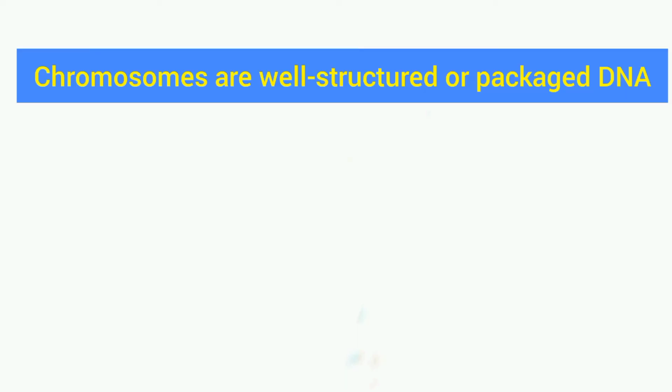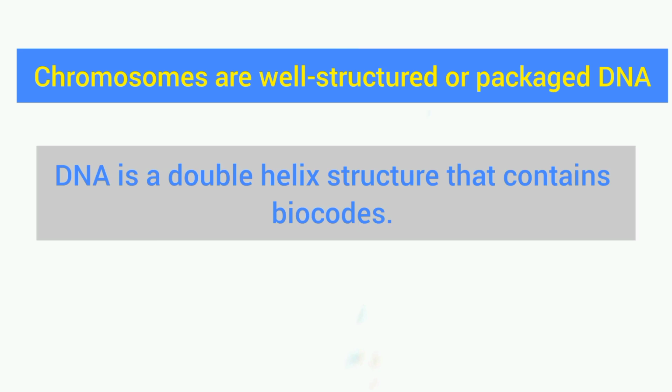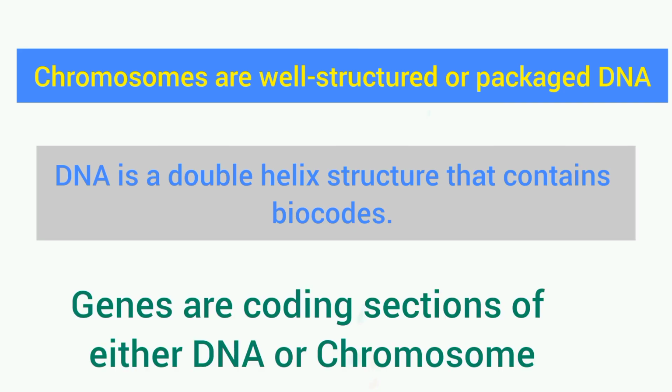We've learned that the chromosomes are well-structured or packaged DNA, packaged with histone proteins. And then we've also learned about the DNA themselves. We said that the DNA is a double helix structure that contains the base codes. And then, of course, genes. Genes are coding sections of either the DNA or chromosome.